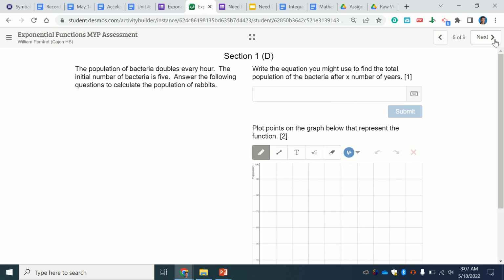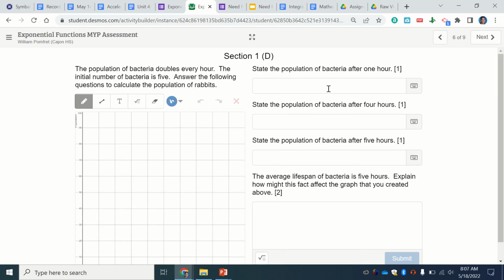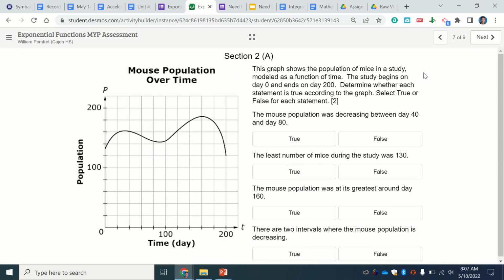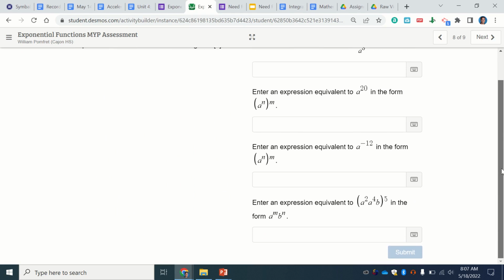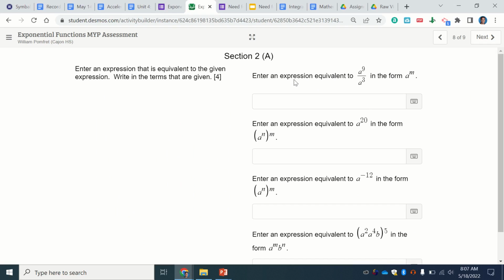Then you'll go ahead and take a look at this one. You'll answer these questions on bacteria. So you'll write the equation and graph it. Once you've graphed it, you're going to answer these questions about the bacteria. You'll click next. Then you're going to answer these questions, these true-false questions about the graph here. As we get towards the end, you're going to answer these questions where it gives you an expression and you're going to write it in the form of a to the m. So you're going to write this as a to the m, meaning what is m? You're going to change that to the exponent that it should be. And you'll do that for each of these.